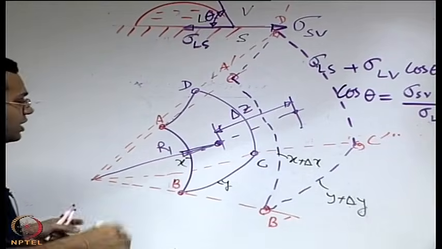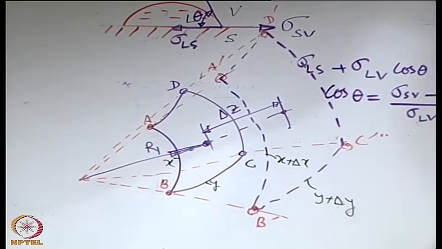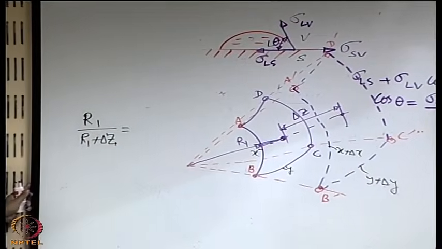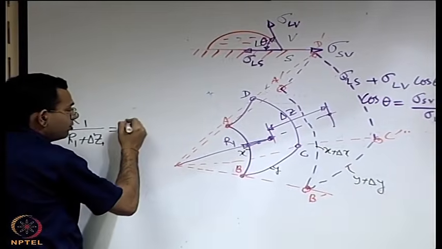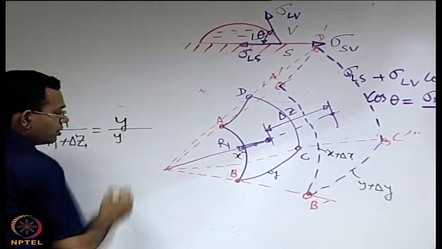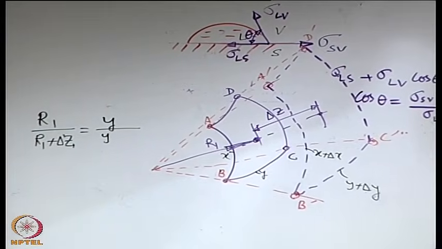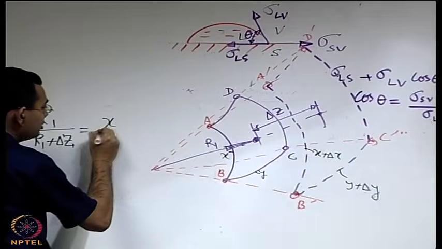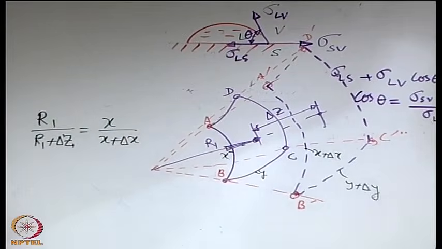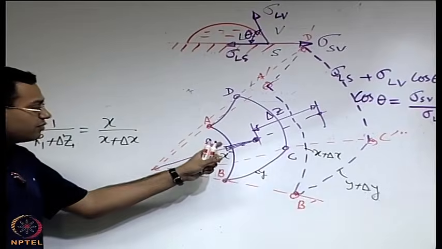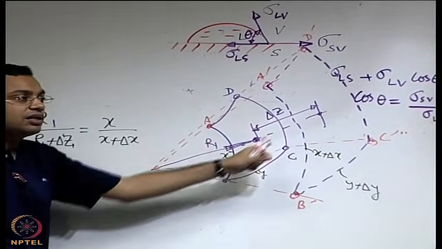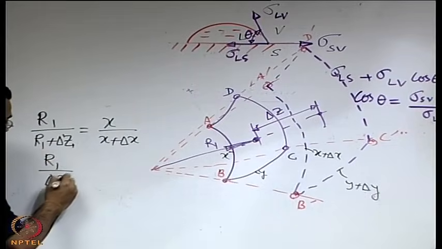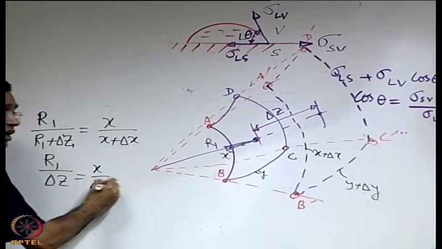So we can write from the similarity of the entire geometry that R1 divided by R1 plus delta z is equal to x by x plus delta x, because x is the dimension in the same sense as the radius of curvature R1. The other one will have a different radius of curvature R2. We just concentrate on R1, and we can therefore write R1 by delta z equal to x by delta x.